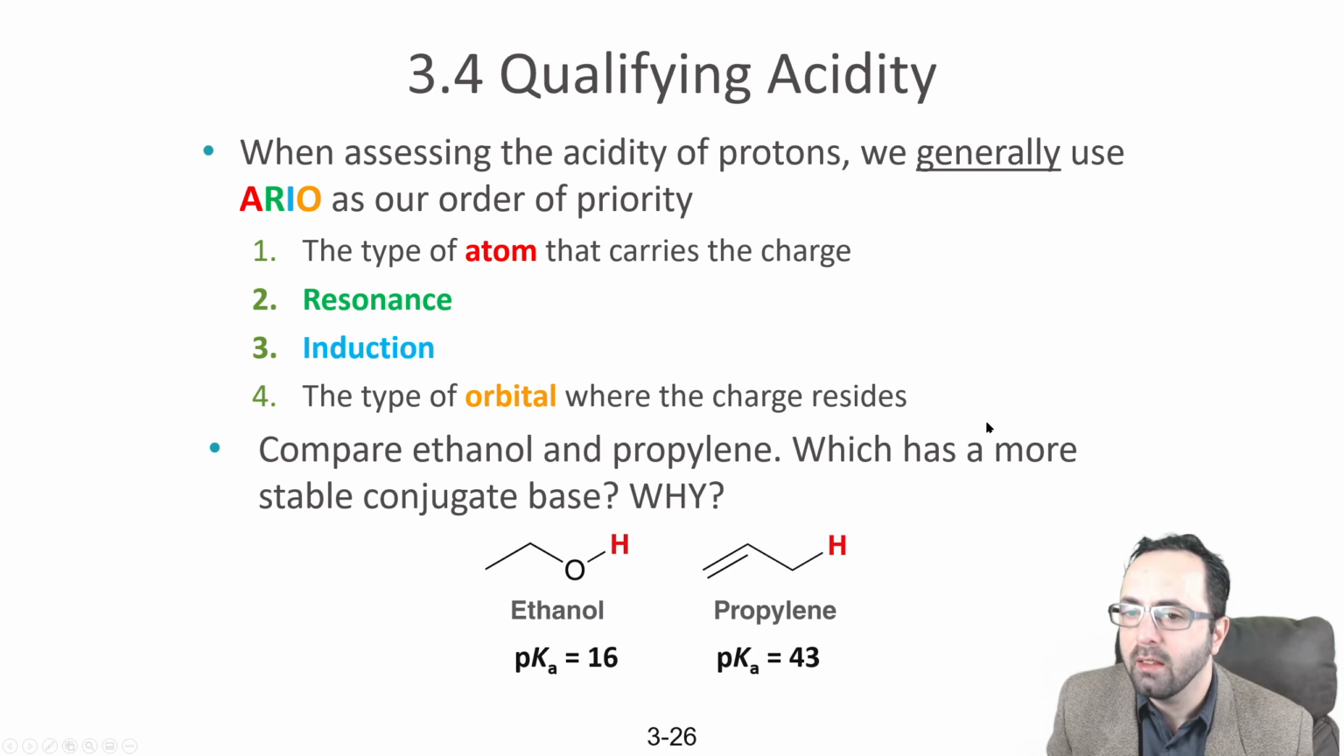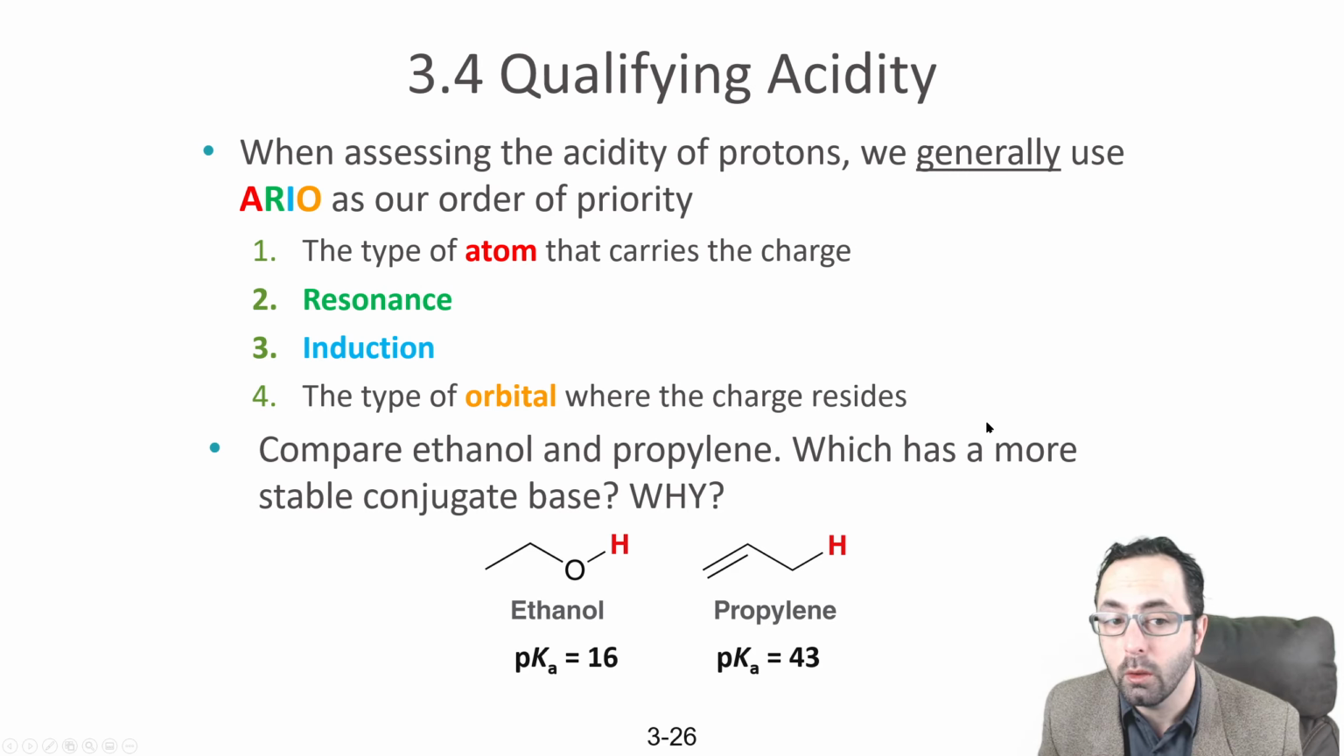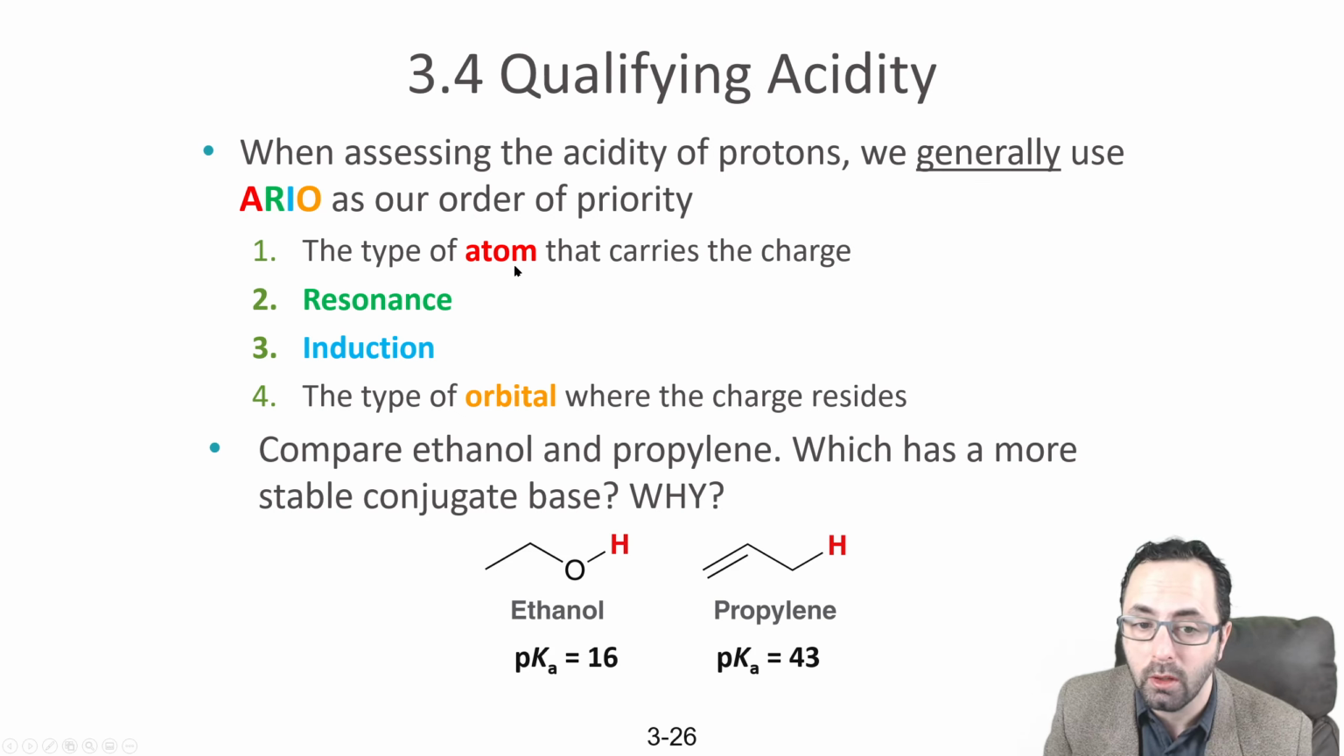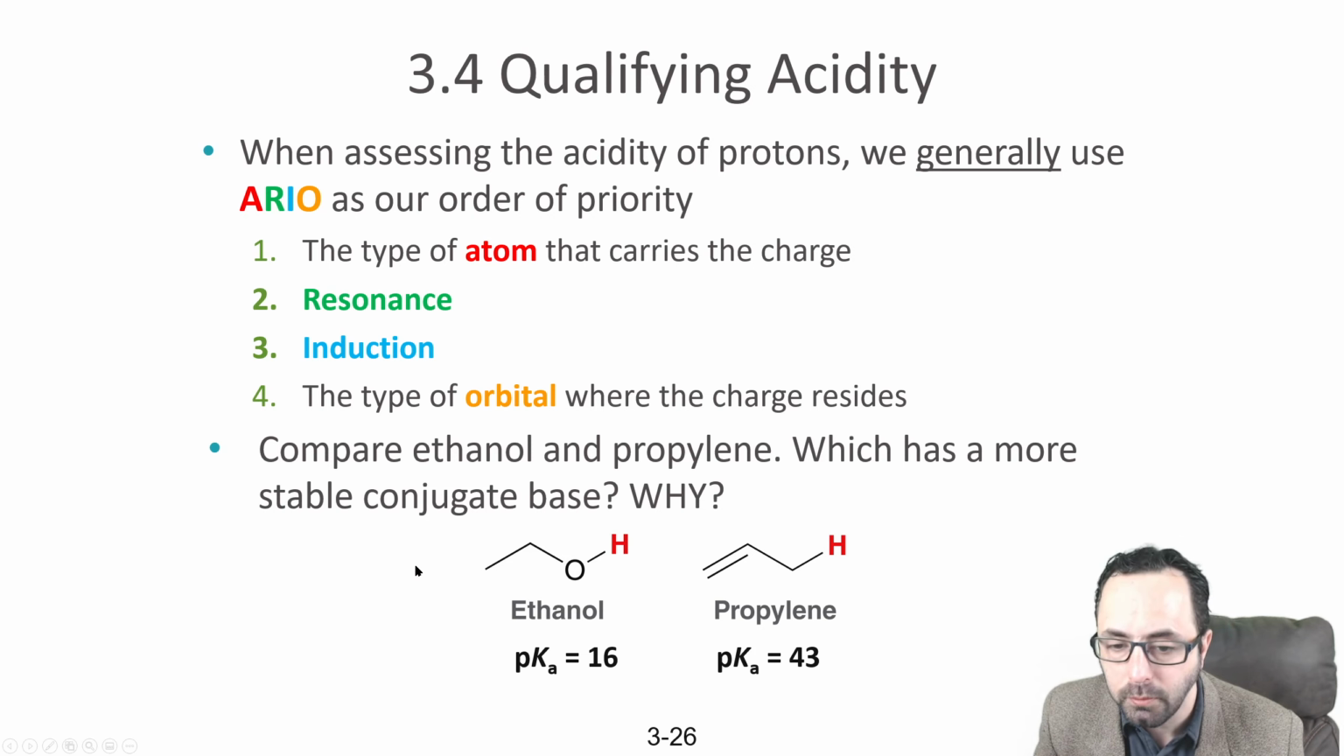So when we assess the acidity of protons, we're going to use this REO as the order of priority. Atom will generally be the most important, then resonance, then induction, then orbital. For example, if we compare the relative acidities of these, ethanol is much more acidic than propylene.